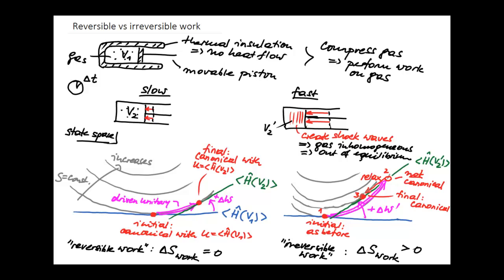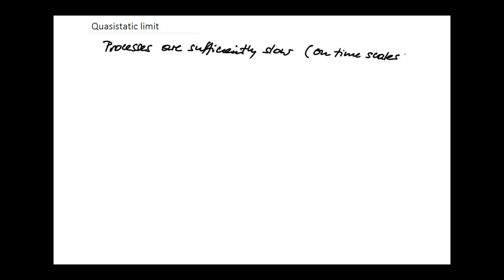This limit that one assumes often in thermodynamics, that work is reversible, is called the quasi-stationary limit. The quasi-stationary limit means that processes are sufficiently slow, so they happen on time scales much longer than the relaxation time of the system, so that at all times during the process the system can be considered to be in equilibrium.